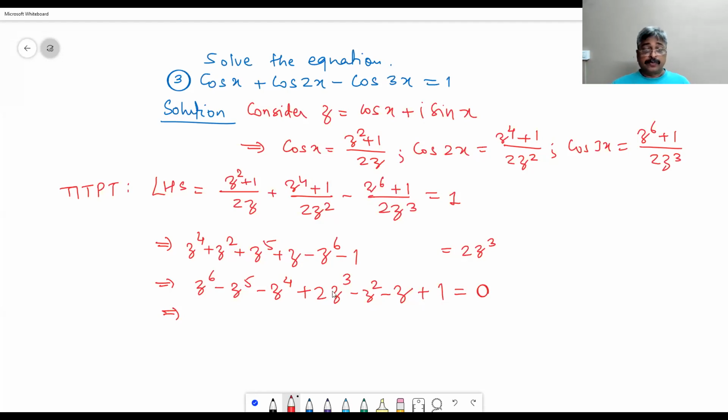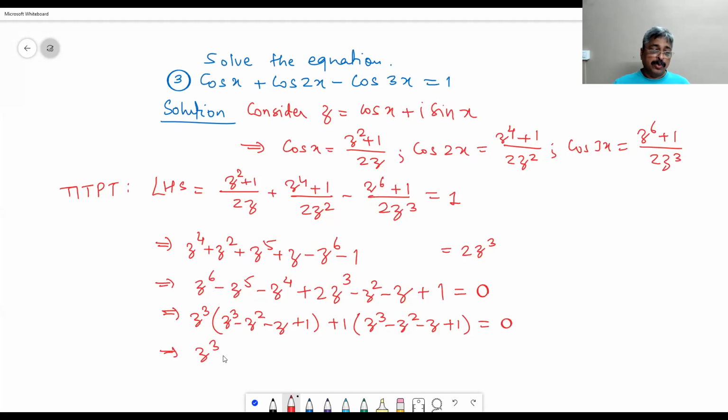Split 2z cube into z cube and z cube. z minus 1 is a common factor. So z raised to 3 inside bracket (z cube minus z square minus z plus 1) plus 1 inside bracket (z cube minus z square minus z plus 1) is equal to 0. That gives us z cube plus 1 is equal to 0. Or do you factorize this into 2 factors or 3 factors again? Sir, z square minus 1 and z minus 1. Z minus 1 bracket square is equal to 0.